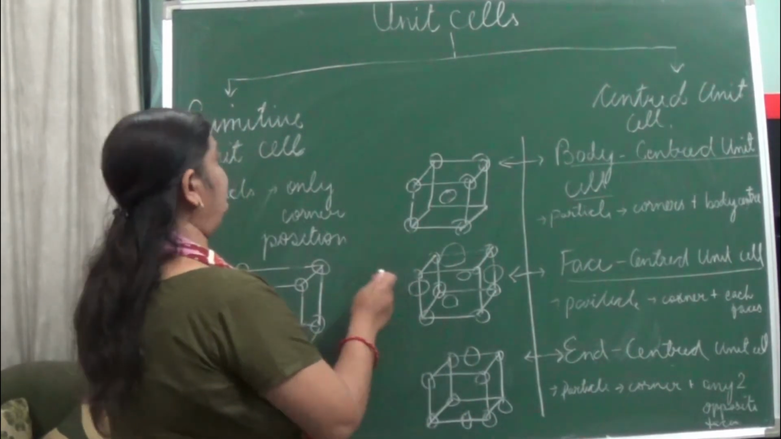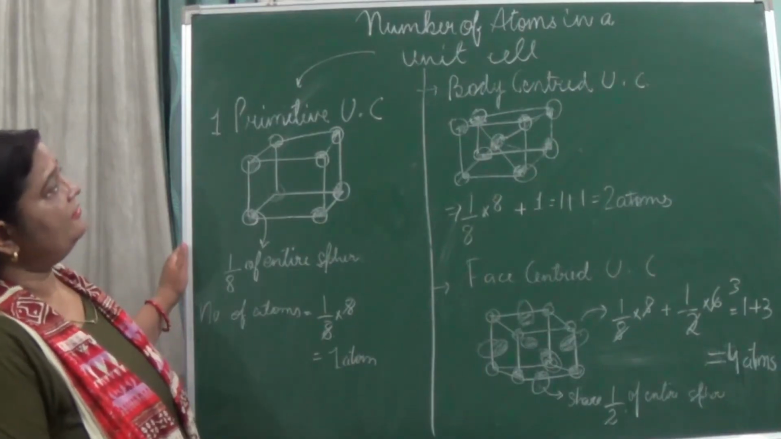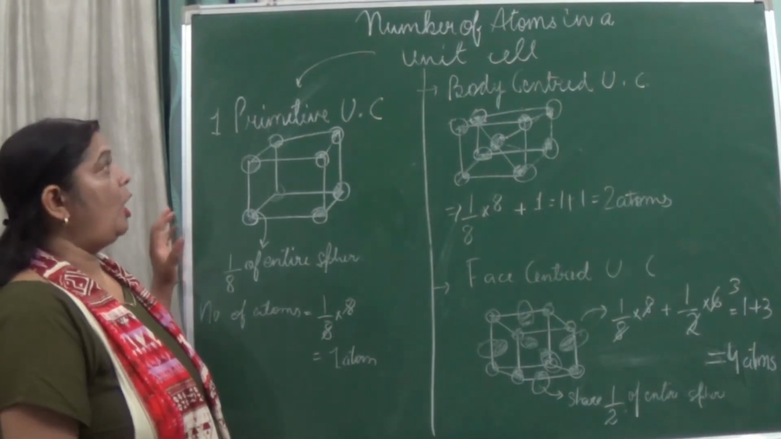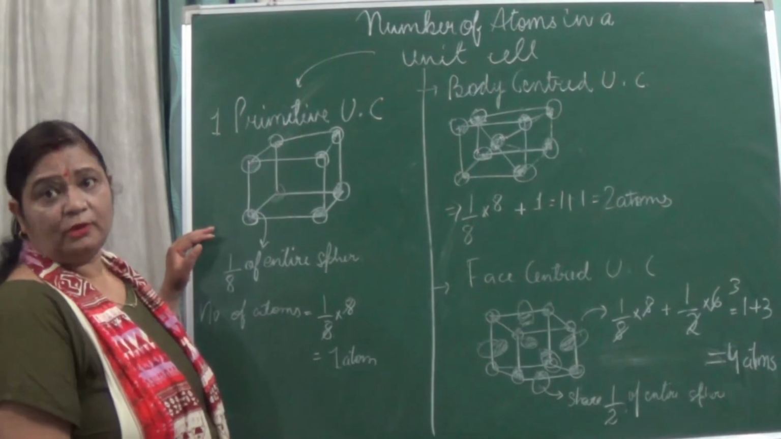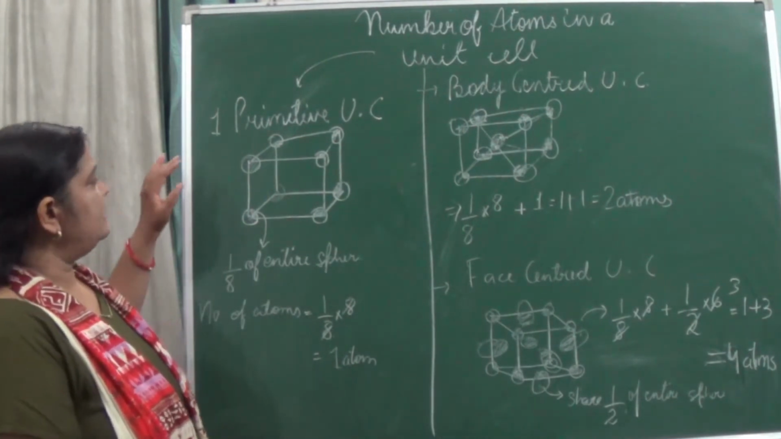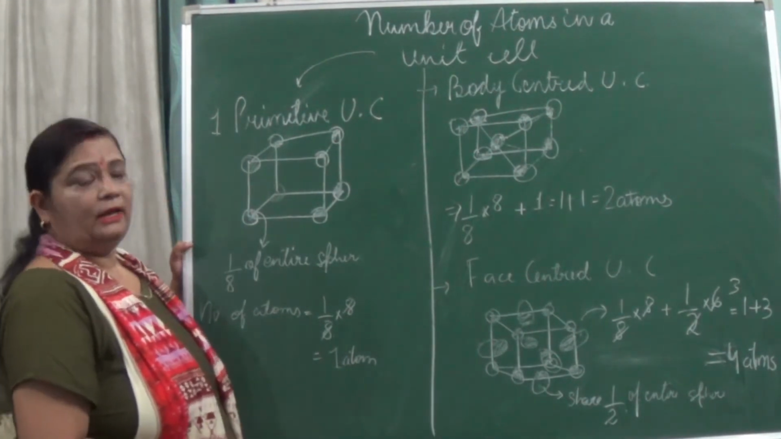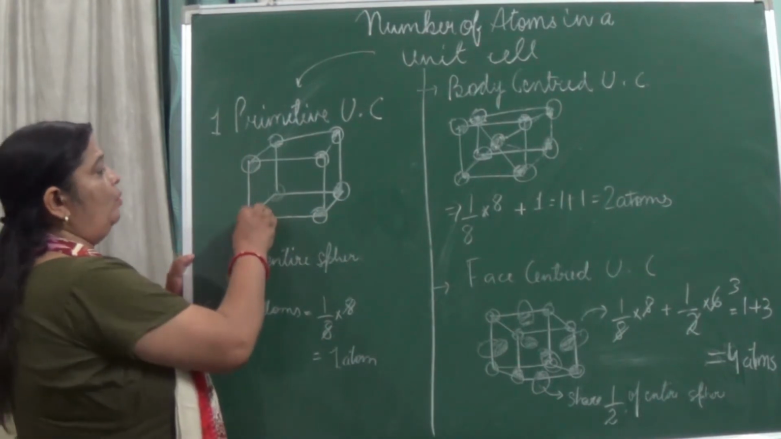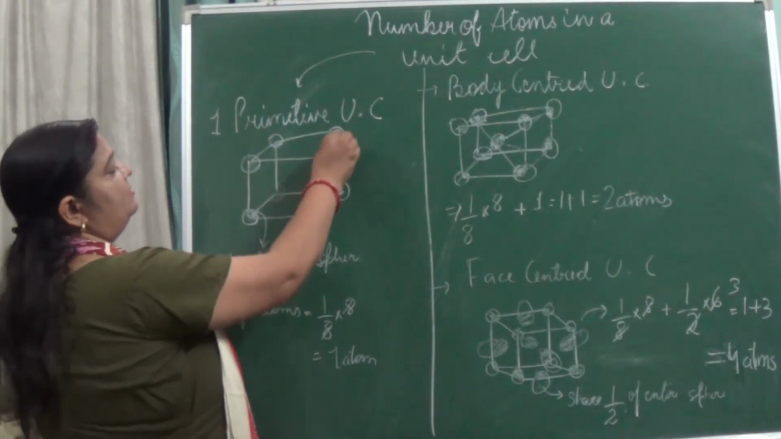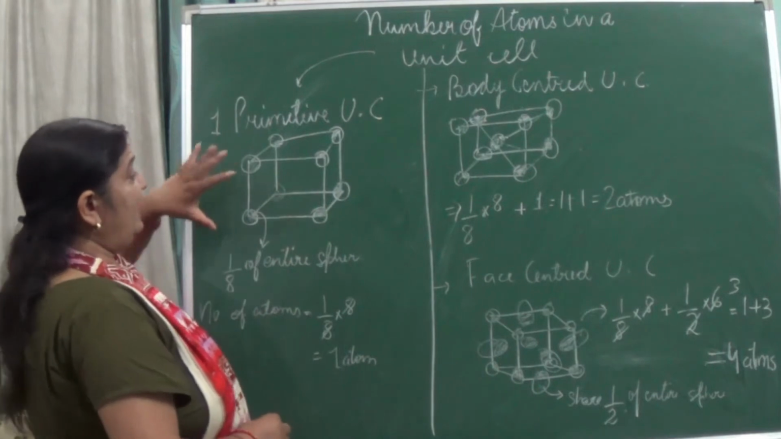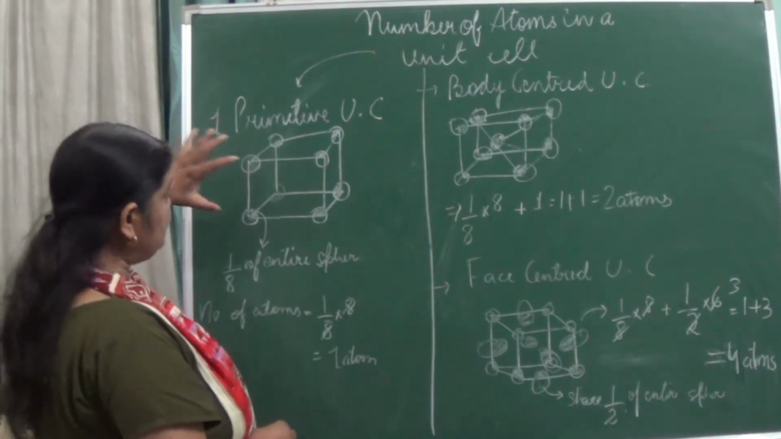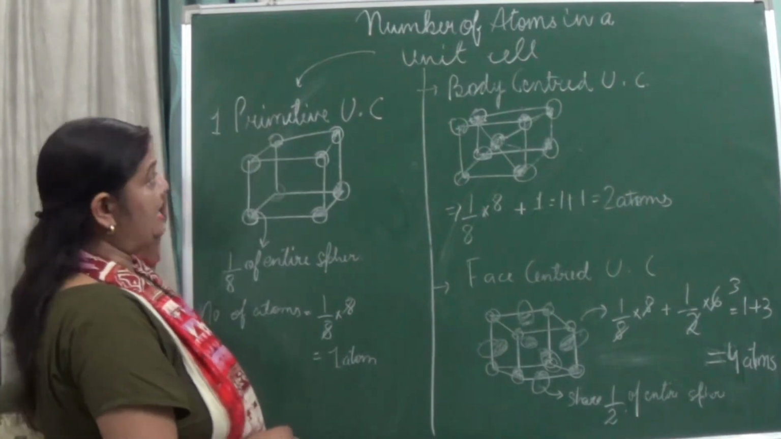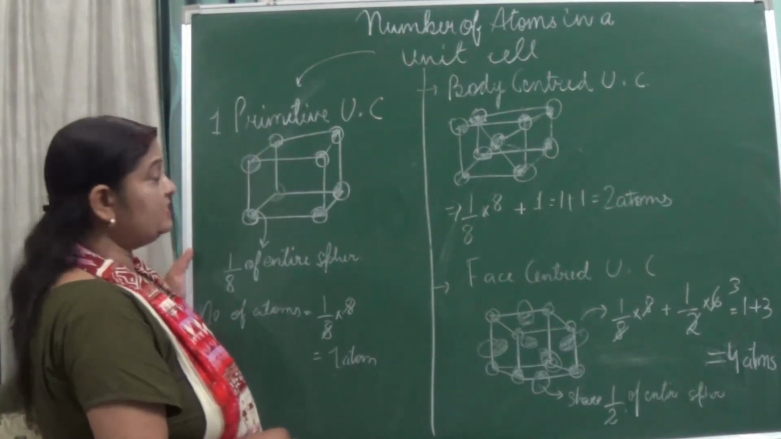Now, let us study the number of atoms in the unit cell. How many atoms will be present in the different types of unit cells? So, first is what? The primitive unit cell. We are seeing how many? 1, 2, 3, 4, 5, 6, 7, 8. So 8 atoms, molecules or ions are present over here. But does this primitive unit cell have all these 8 atoms in it?